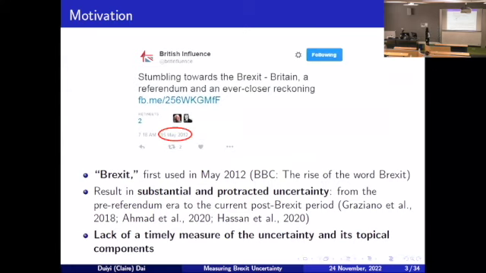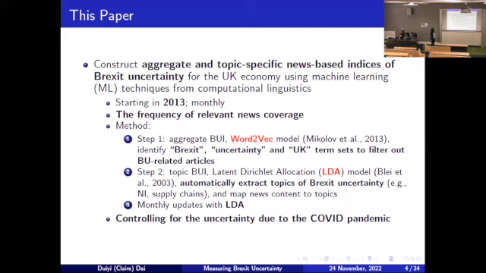So the term Brexit was first used in May 2012, and it has resulted in substantial and protracted uncertainty from the pre-referendum era to the current post-Brexit period. However, there is a lack of timely measures of the uncertainty, and especially its topical components. For topical components, I mean, for example, employment, trade policy, manufacturing or immigration. So in this paper, we construct aggregate and also topic-specific news-based indexes of Brexit uncertainty for the UK economy using machine learning techniques from computational linguistics.